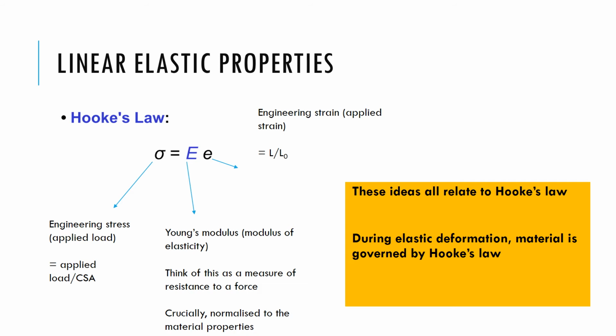So engineering stress is equal to the Young's modulus of the material, or the modulus of elasticity, multiplied by the engineering strain. Engineering stress is our applied load divided by the cross-sectional area of the material. The Young's modulus you can think of as a measure of a resistance to a force. And the engineering strain is the length of the material under the applied load, so the stretched material, minus the initial length, divided by the initial length of the material.